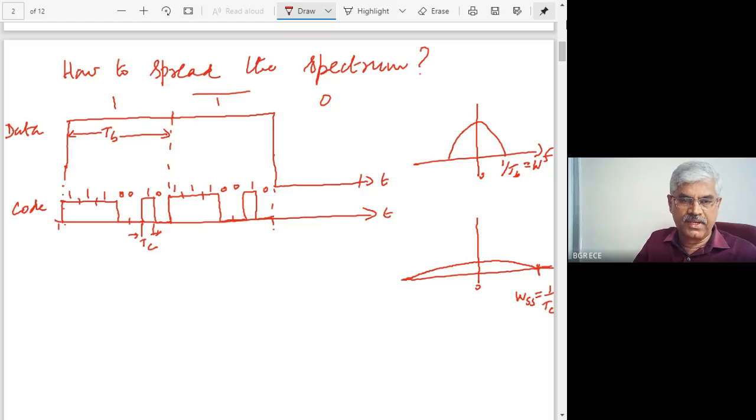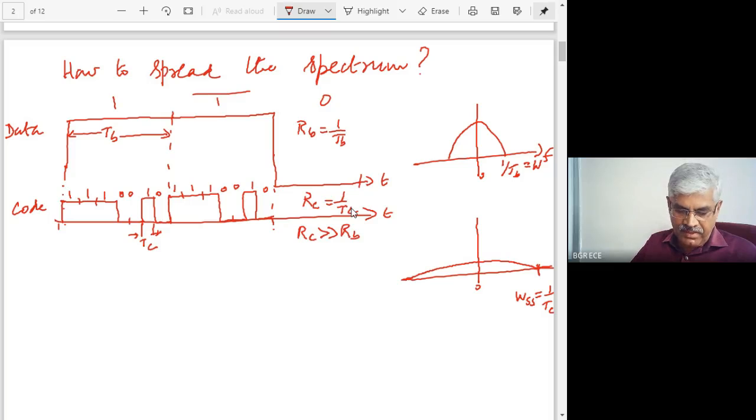Here each bit is of length TB, called the bit duration. Here this is called the chip duration, TC. So it is generated at a rate much higher than the bit rate. Here RB equals 1 by TB, and RC equals 1 by TC. RC is chosen to be much greater than RB, so the code will have a very small width.